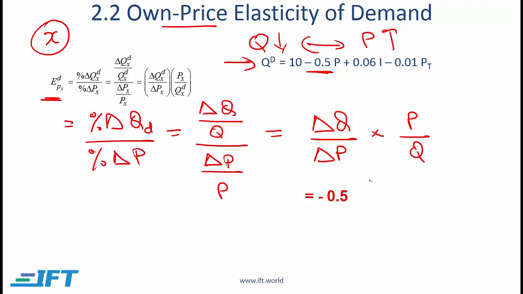Now on your exam, if you get a question like this, you will have the expression and you will also be told that the price is this much and the quantity is this much. So you might be told, for example, that the price is 50 and the quantity is, let's say, 90. If you are given these two numbers, then you can just plug in the numbers and come up with the own price elasticity of demand.